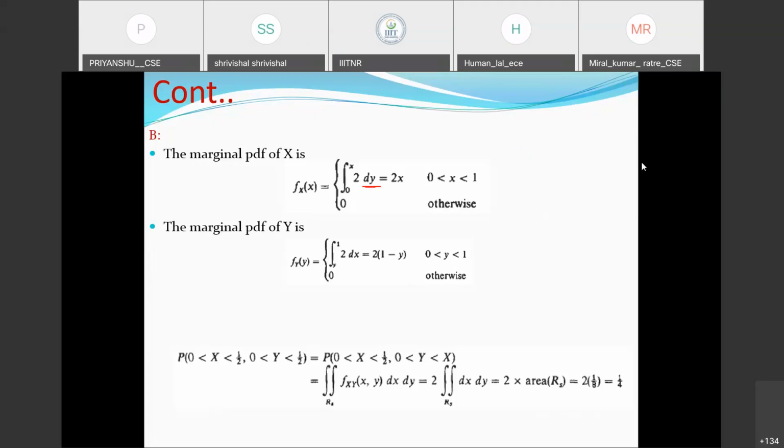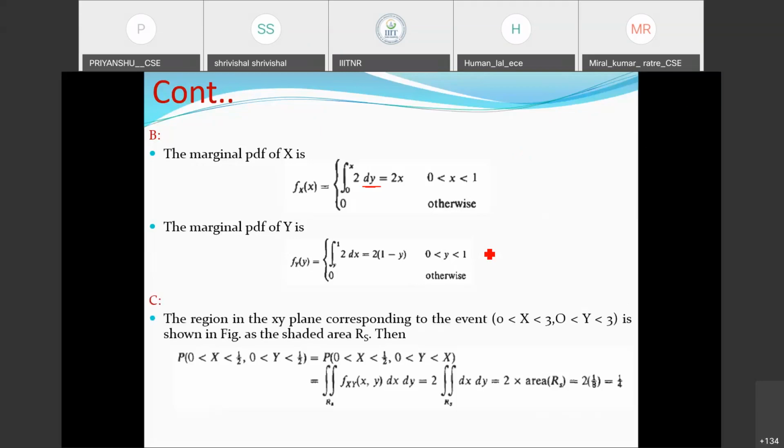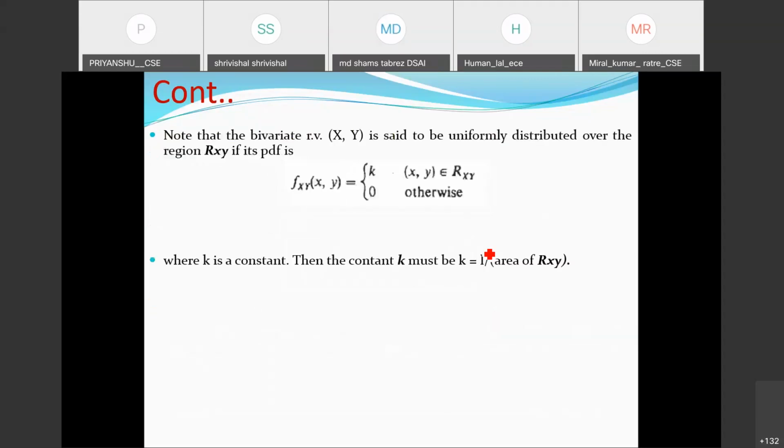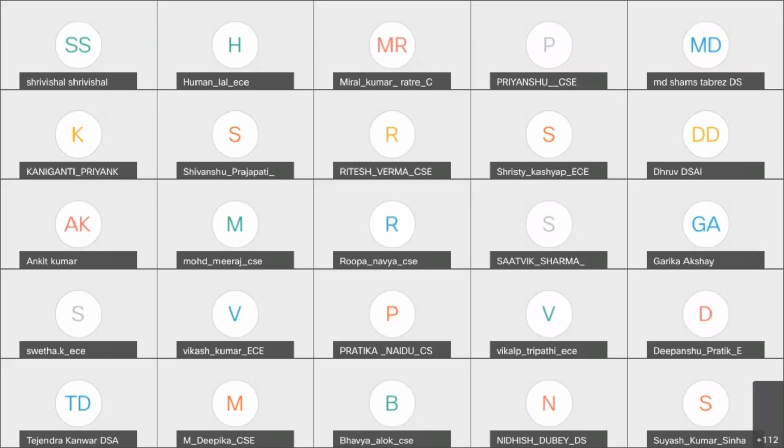Now, corresponding to this third part, if we move further, the region in the xy plane corresponding to the event x less than 3 and y less than 3 is shown in the figure as the shaded area RS. Then we simply have to substitute the values and find out. As we have already used the first part, we are interested in the area of the shaded region, so simply use that part and we can come to this conclusion. Once we are clear about these two, there's nothing to worry about.